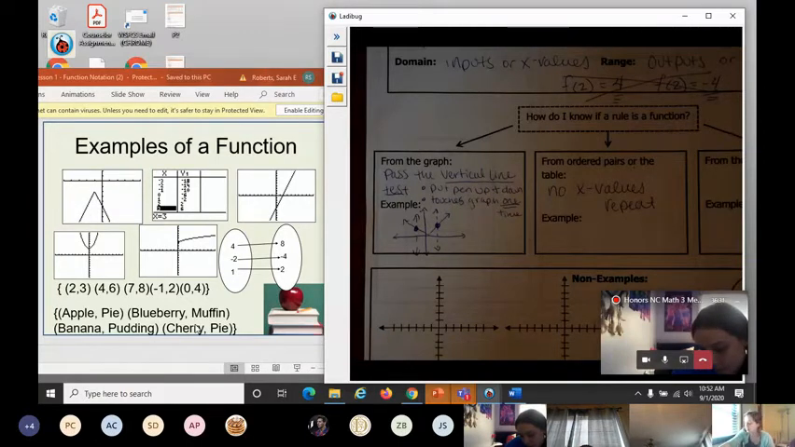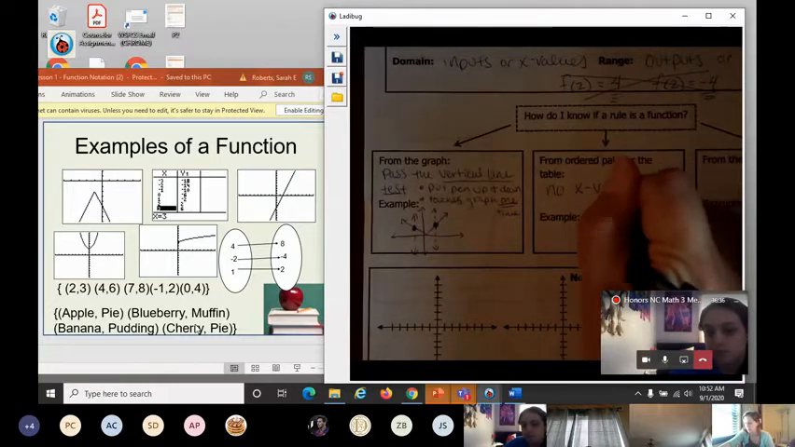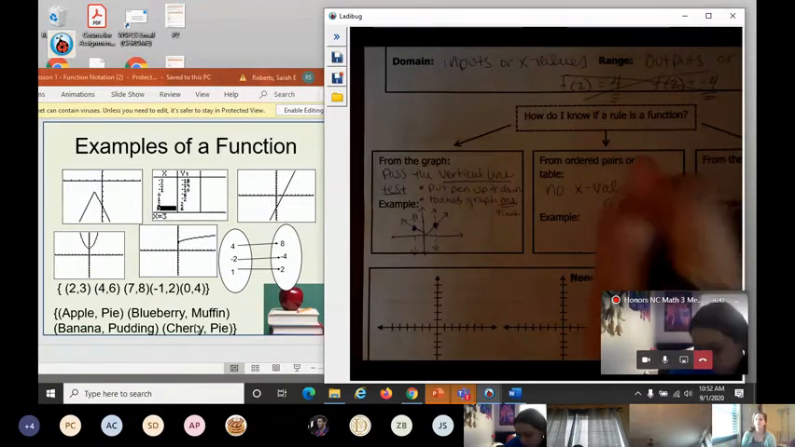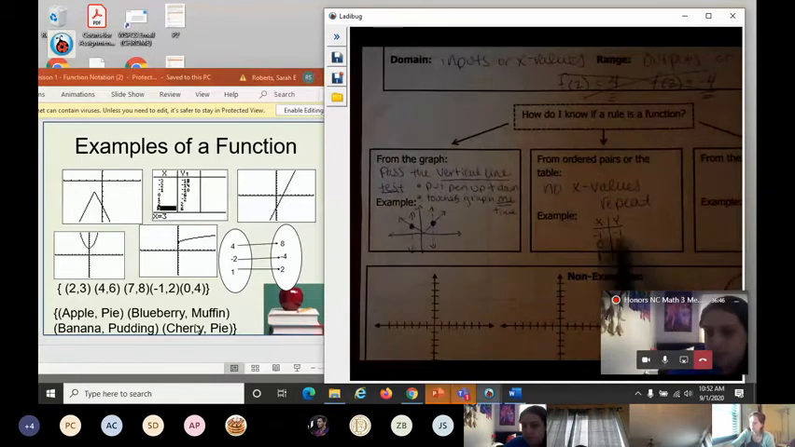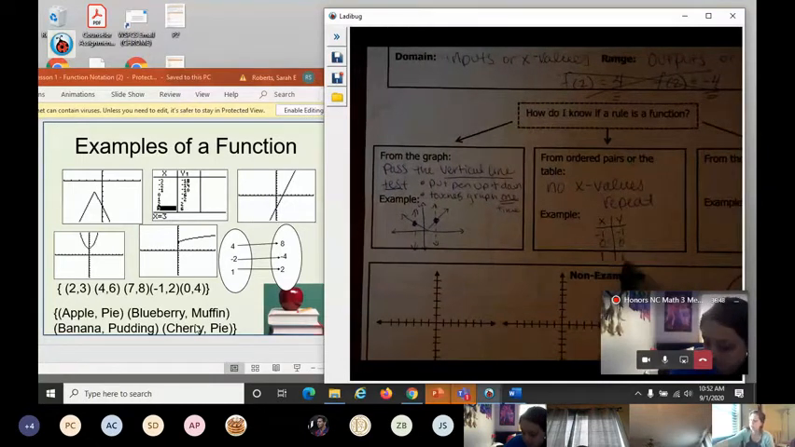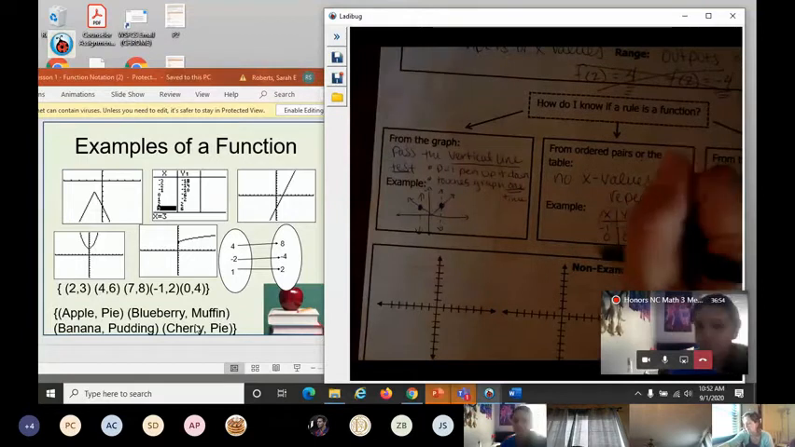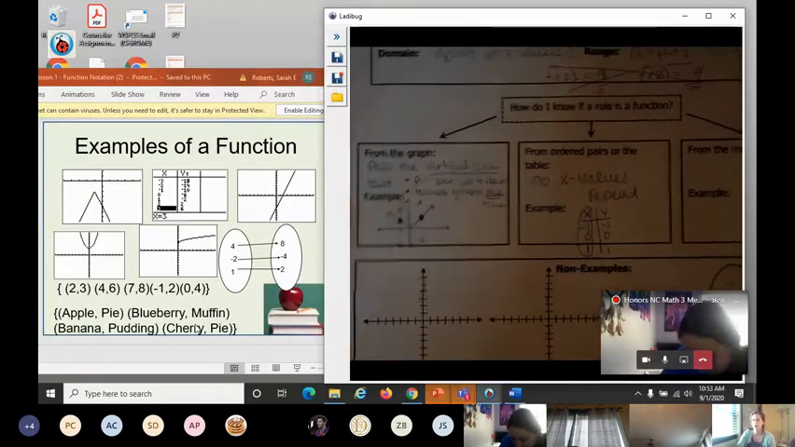So I'm going to do my own example here. Maybe we have a table. And our X values are -1, 0, and 1, and my Y values are -1, 0, and 1. So we have X and Y values that are the same, but if we just look at the X's, every single X is different, okay? So because every single X in that column is different, we have a function because we have no X values repeated.